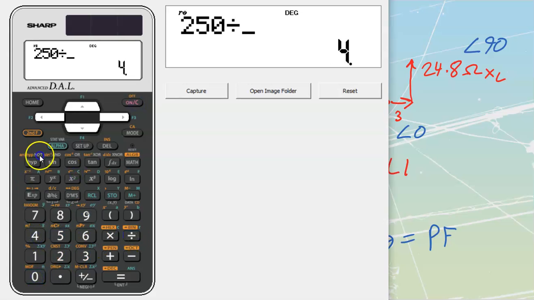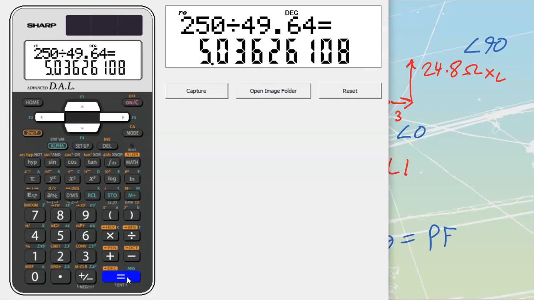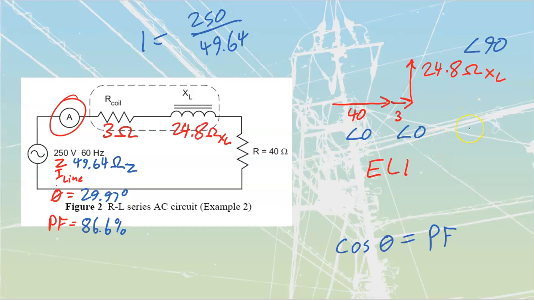250 divided by 49.64 equals a value of 5.04 amps that we are going to have. We'll round it to 2 decimal places over here.